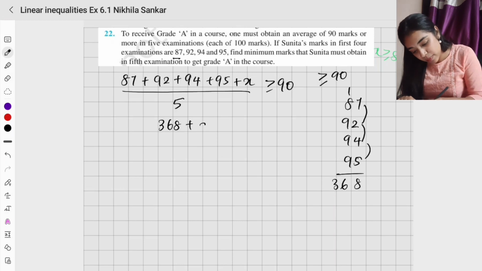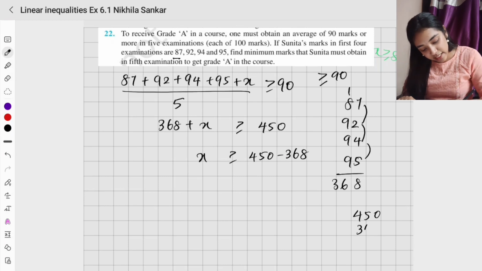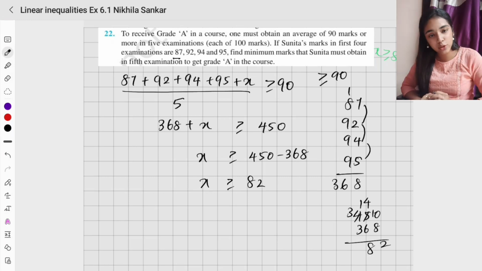So I have 368 plus x greater than or equal to 9 5s are 45. So 450. X is greater than or equal to 450 minus 368. So 450 minus 368 என்ன? 4, 1, 2, 3, 140 minus 6 is going to be 8. So I have x greater than or equal to 82. So she has to score at least 82 marks to maintain an average of 90.